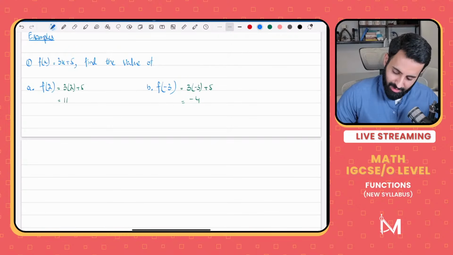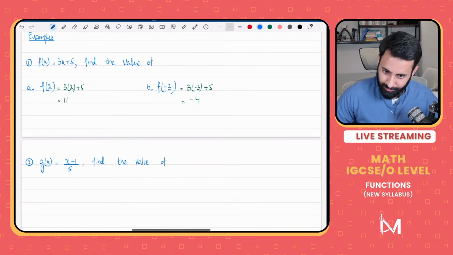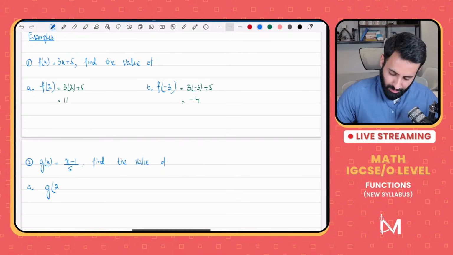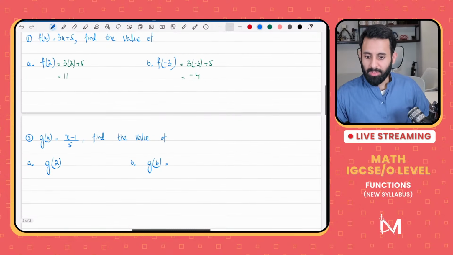Now, let's do another question. Let's say you're given g of x, which is equal to (x minus 1) over 5, and you're asked to find the value of. So here also I'll give you guys two parts. Let's say g of 2, and another part, g of 6. Quickly do these two parts.